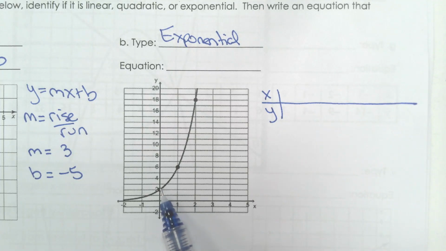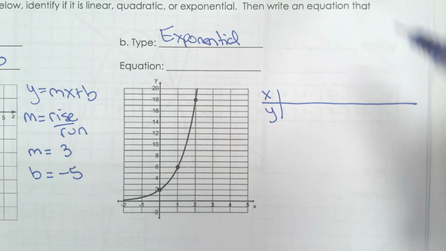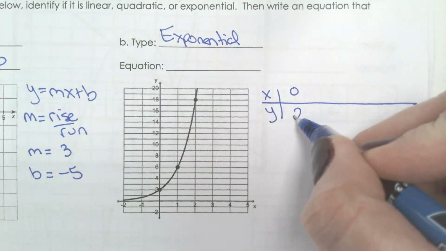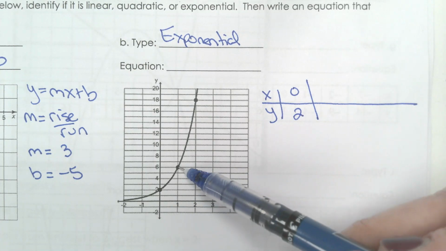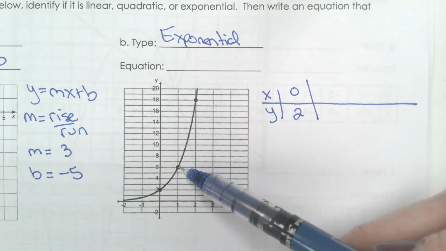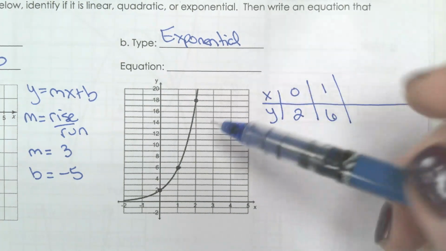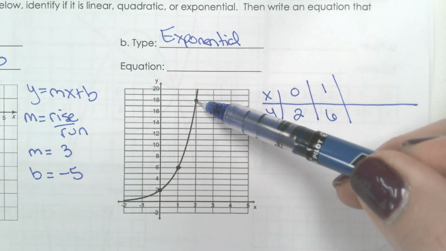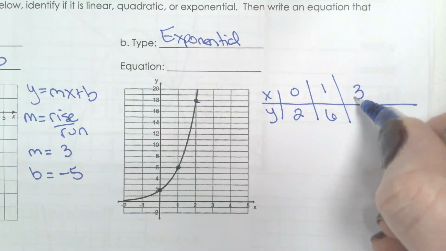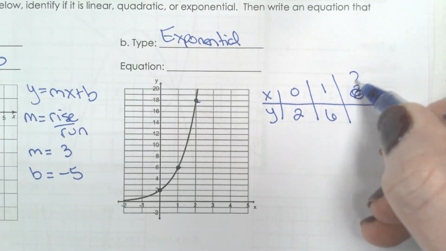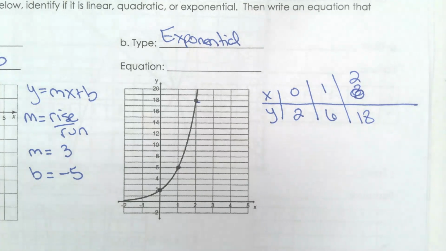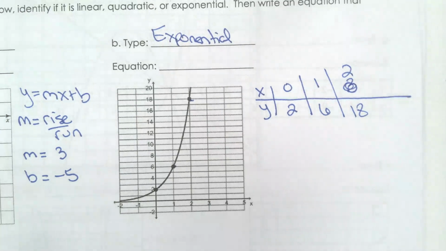What are the coordinates of this point right here at the bottom? 0, 2. Okay. What are the coordinates of this next point? 1, 6. Okay. And then the coordinates of this one? 2, 18. Why do I keep writing 3? It is definitely 2, 18. Okay.